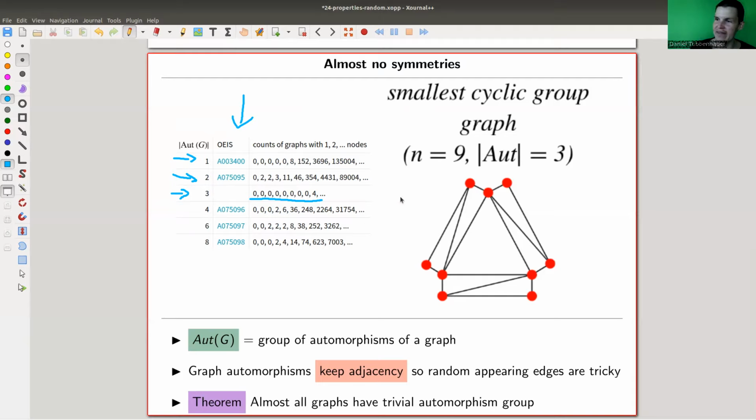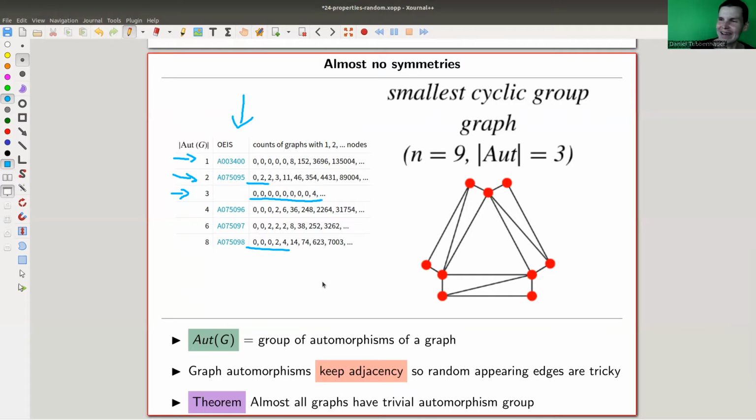Anyway, the smallest graph with an automorphism group of order 3 has 9 vertices. And it's already quite large. Order 2 does much better, and other orders like order 8 are much better. So there's some really strange kind of bias here in what happens. It's a bit strange, and I will explain that in the next video.